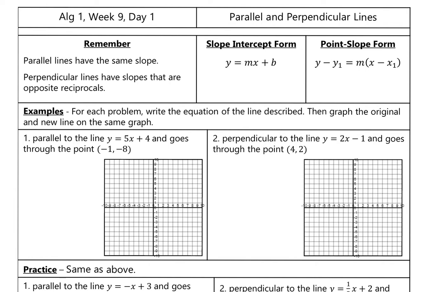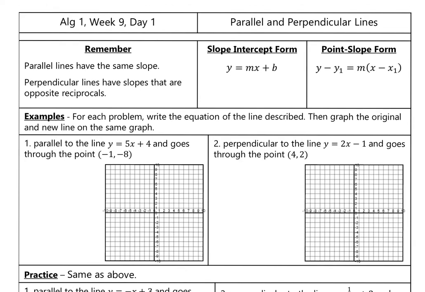I'll give an example of that real quick, because those are two words that maybe together sound like a really big, complicated thing. Opposite means that one's positive and one's negative. Reciprocals means that they are flipped of each other. So if I had, say, 2/3, the slope that's perpendicular to that would be -3/2. Remember, reciprocals refer to us flipping over the fraction.